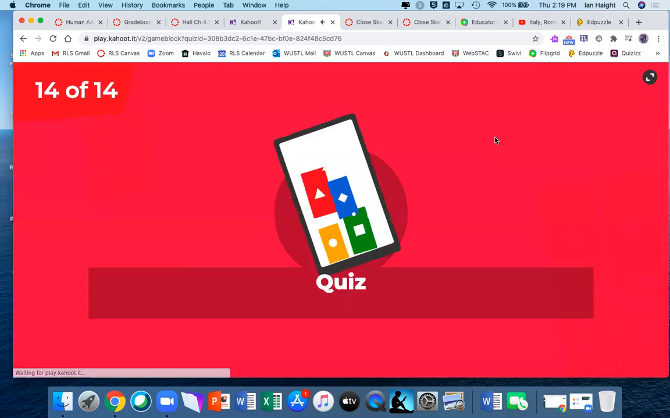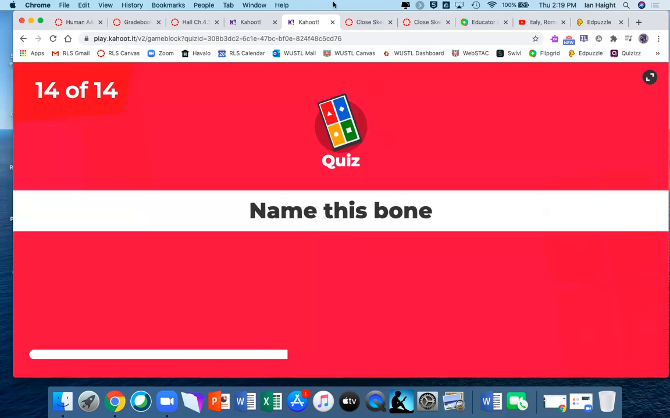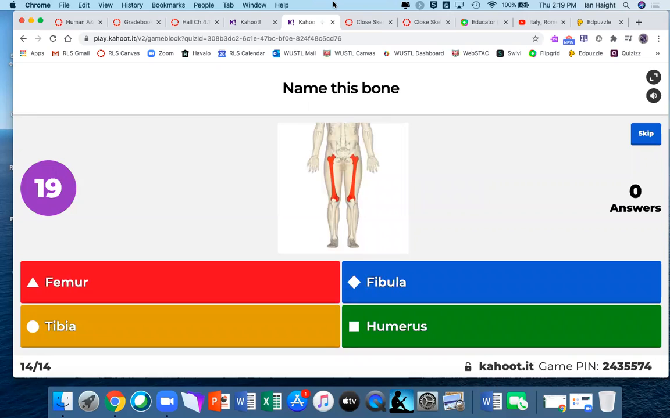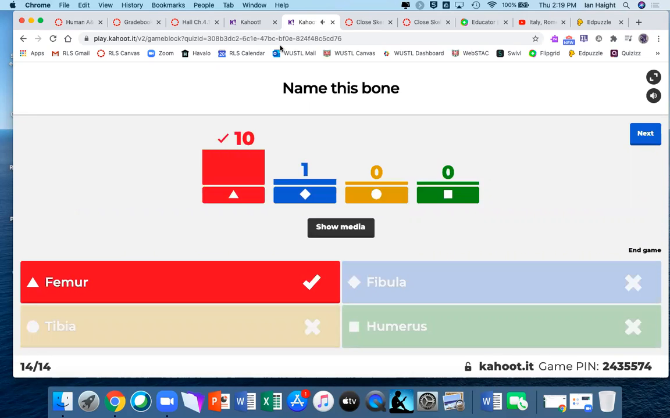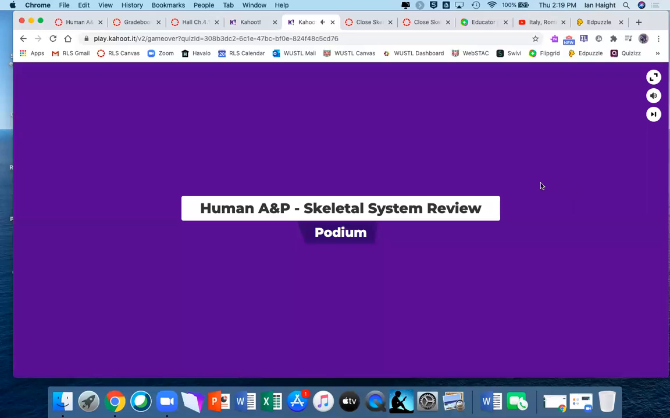All right, here we go. Last question. Very good. Yeah, most people are familiar with the femur. It is one of the largest and longest bones in the body, as a single bone.